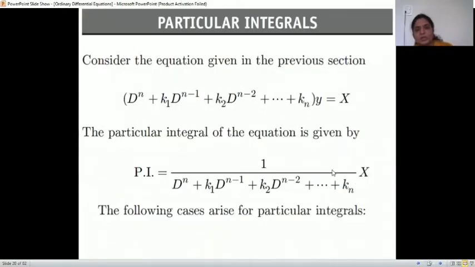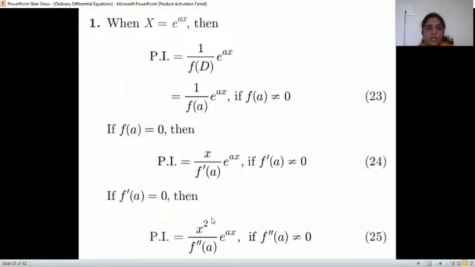And now the particular integral is defined as: where phi of D y or f of D y is equal to X, then that f of D we will write in the denominator as it is a function of D, or a polynomial in D, and 1 upon that function in D into your right hand side function X, that is called a particular integral. Then again there are some cases for particular integral.